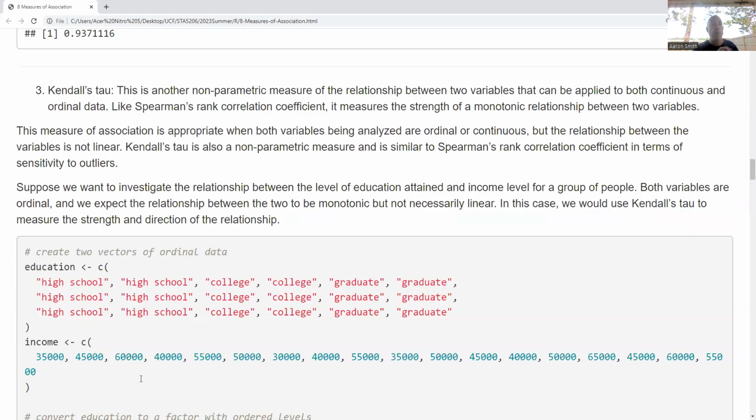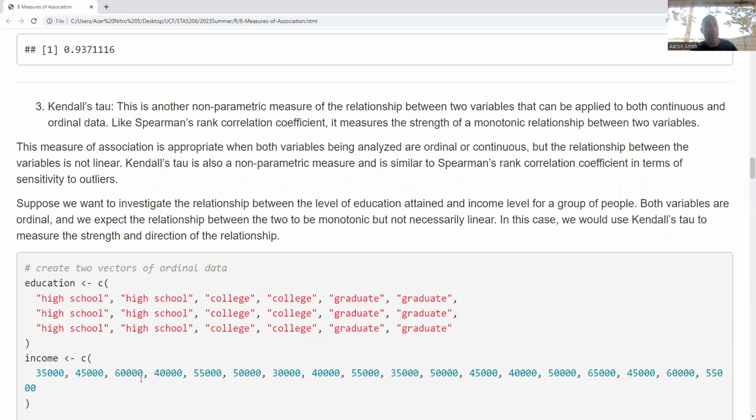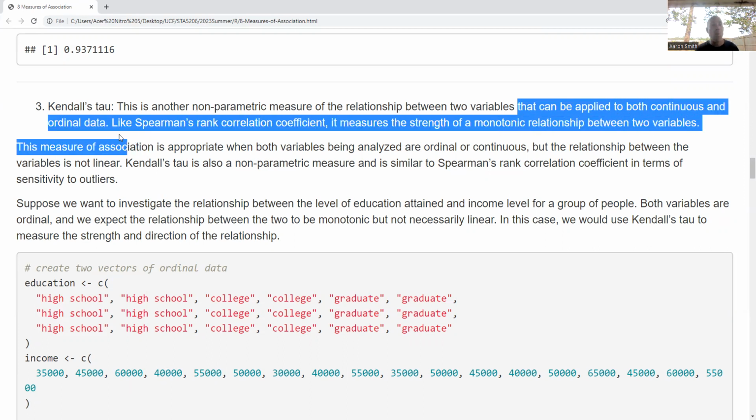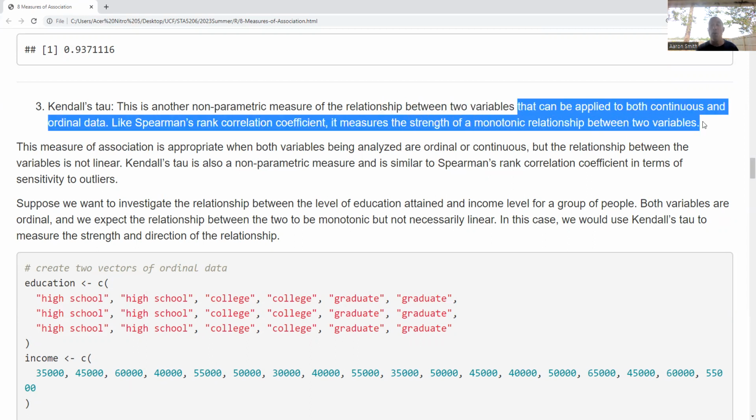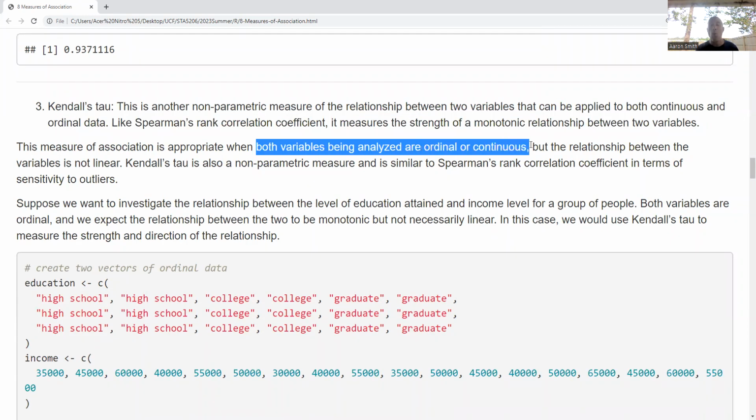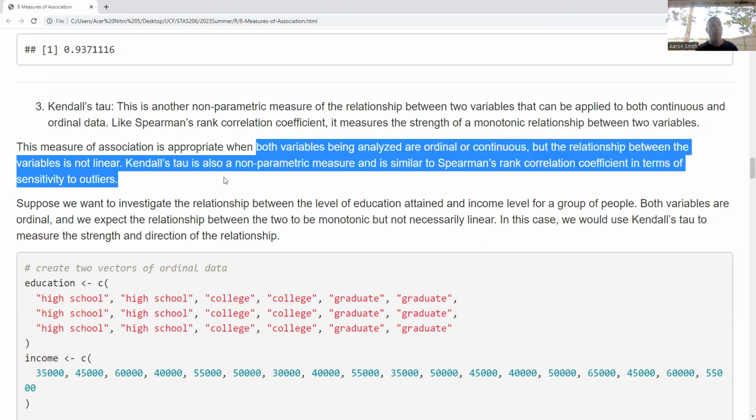Now, the next one is Kendall's tau. And my professor called this the correspondence between the variables. This is another non-parametric measure of the relationship between two variables that can be applied to both continuous and ordinal data. Like Spearman's rank correlation coefficient, it measures the strength of a monotonic relationship between two variables. This measure is appropriate when both variables being analyzed are ordinal or continuous, but the relationship between the two are not linear.